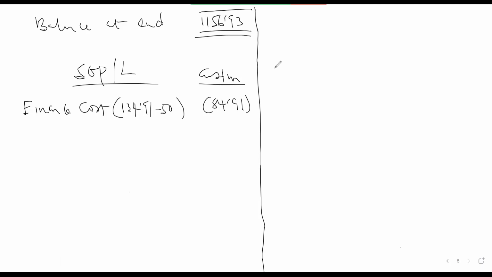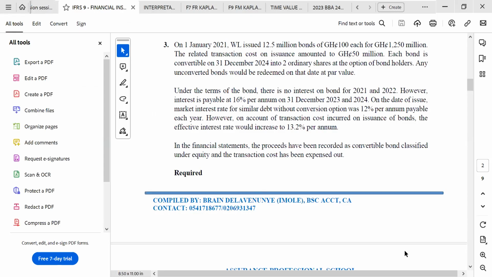The question says that there is no interest payment. Under the terms of the bond, there is no interest on the bond for those years. That is even the reason why we didn't use 2021 and 2022, because there won't be any interest payment for those 2 years. It will be 2023 that you take your 200 as a coupon payment from the figure. Then 2024, you take the 200 again. So this is how we go.